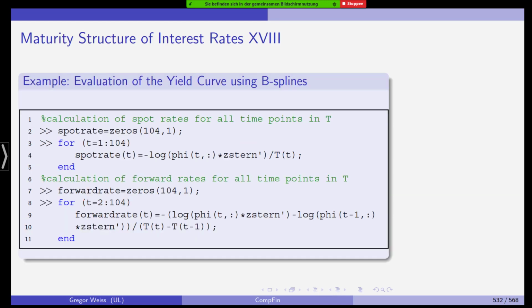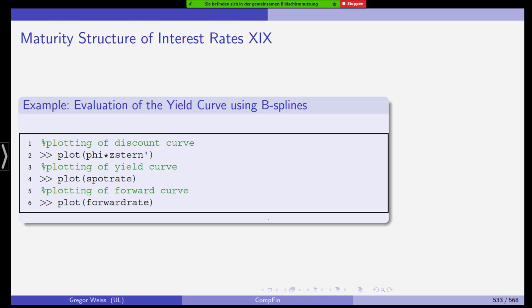So let's calculate the spot rates for all time points in t. Spot rates, zeros, actually we take minus the logarithm of phi times z star divided by t. Phi times z star is actually what? It's that these are the discount factors. So we take the discount factors and revert them into the spot rates. Same for the forward rates, and then we can plot these three curves.